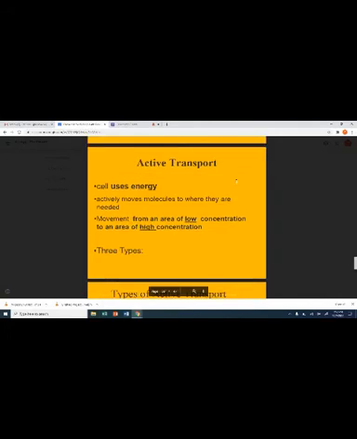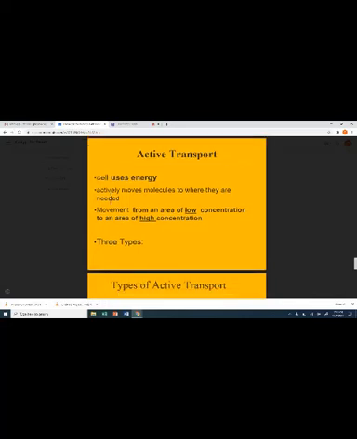With active transport, the cell uses energy. Molecules are actively moving to where they need to be. The cell is typically changing shape, and because it changes shape and structure, it requires energy. We're moving from a low concentration to a high concentration.